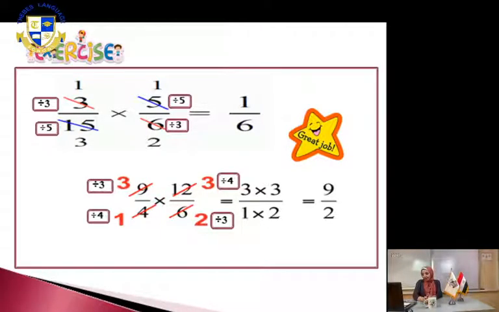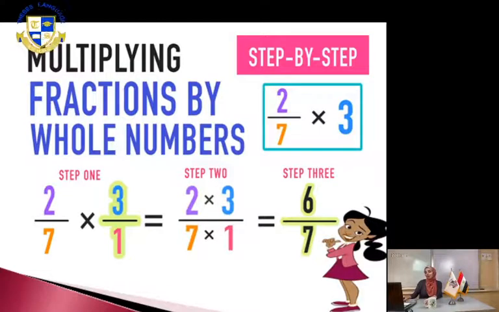We have again 6 and 9. The two numbers here are divisible by 3. 6 divided by 3 equals 2, and 9 divided by 3 will be 3. Then we have the fractions 3 over 1 multiply 3 over 2. Multiply the numerators, then multiply the denominators. 3 multiply 3 equals 9, and 1 multiply 2 equals 2. Have you got it? Okay.